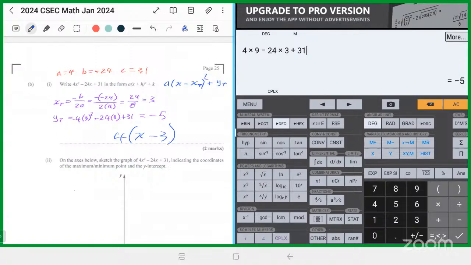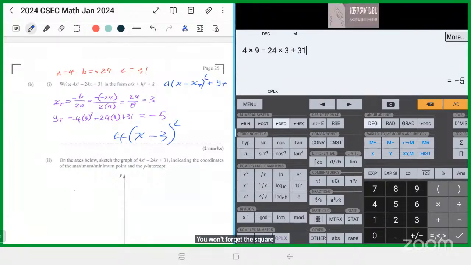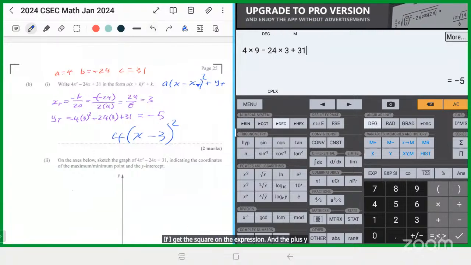Don't forget the square on the expression. And the plus yt is negative 5, minus 5. So that in blue is your answer. Anybody got that? Good. Whatever method you use, that's what you must get.